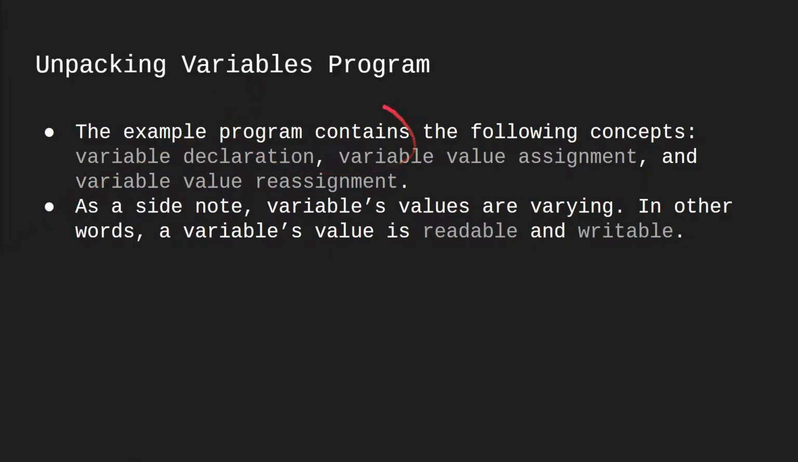Now, again, unpacking this, there's a few things that went on with these variables. First, we had a declaration, we had a variable value assignment, and then we had a reassignment. As a side note too, again, variables' values are varying. In other words, they are both readable and writable.